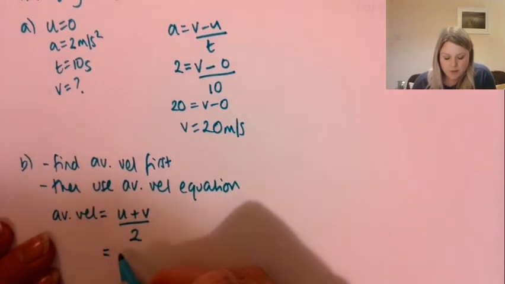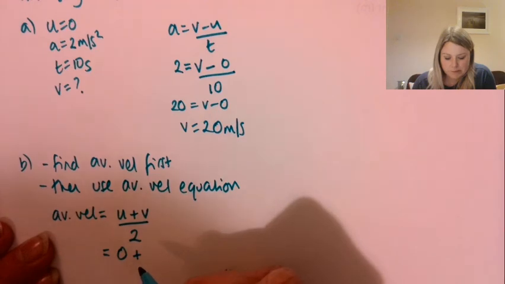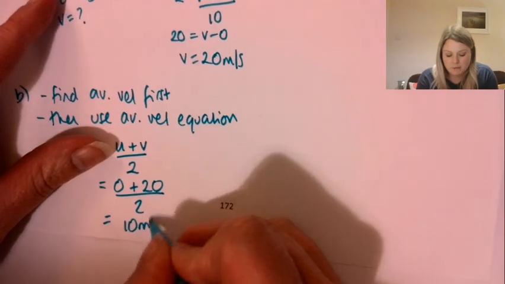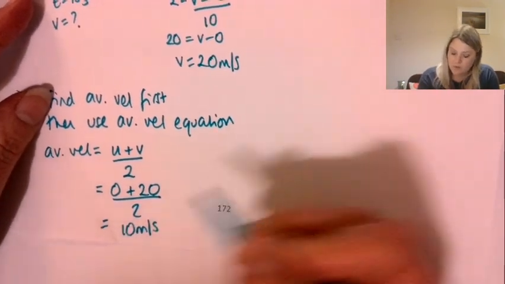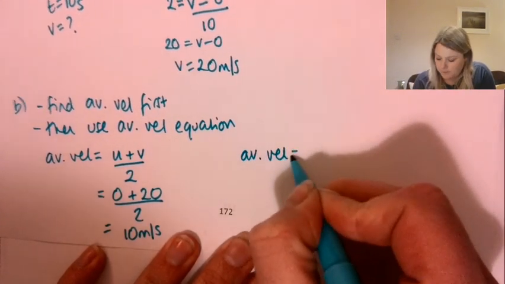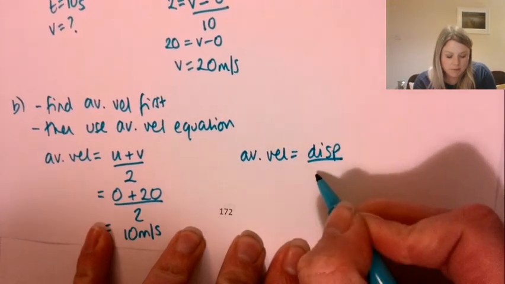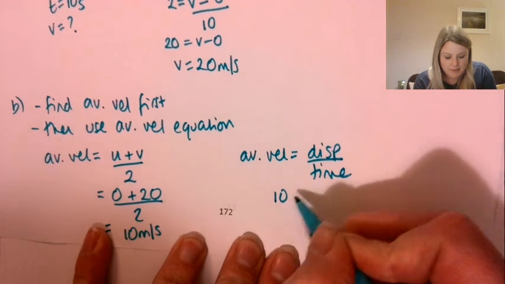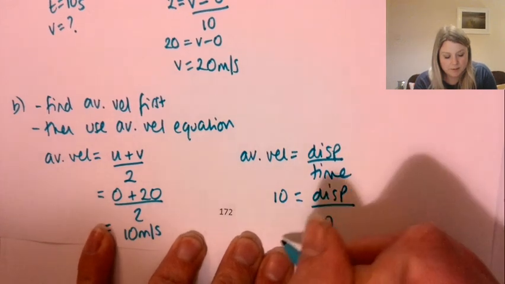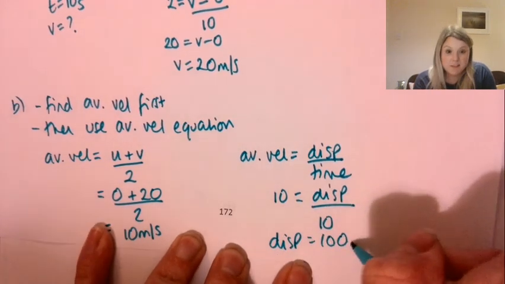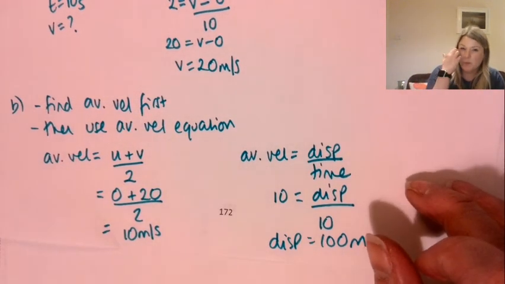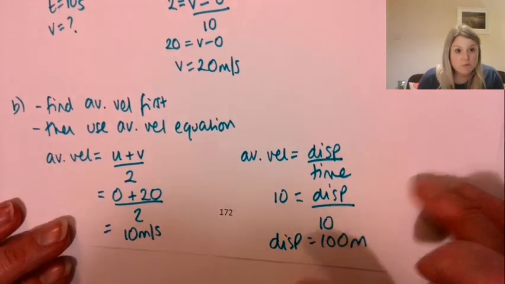Okay, so the initial speed was 0, final speed was 20, over 2. So the average velocity for this journey is 10 meters per second. Then we would have to use that in our average velocity equation. So average velocity is the total displacement divided by the total time. So 10 equals, displacement is what we're looking for, and the time was 10 seconds. So we end up getting the same answer, 100 meters. Okay, I find this second method a little bit more long-winded, just a wee bit more awkward, but if you prefer that, that's fine.